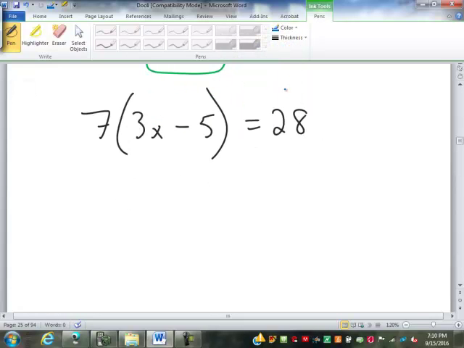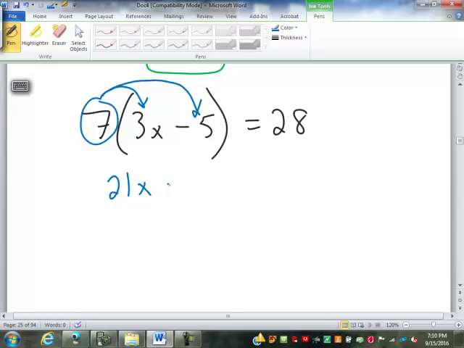Tell me what to do here. Perfect. Yeah, we see parentheses. It should always draw our attention there first. There's nothing to do inside these parentheses. So we're going to have to multiply or distribute the 7. 7 times 3x is 21x. What's next?